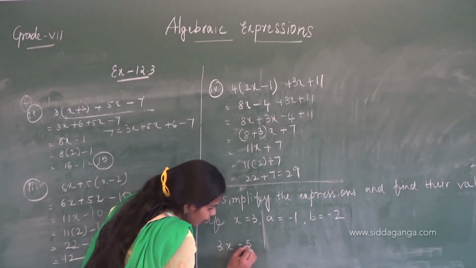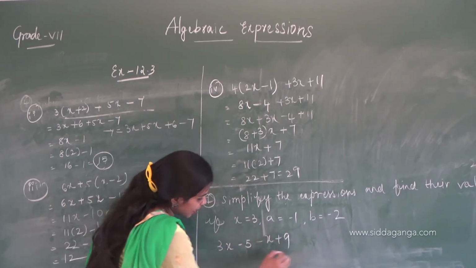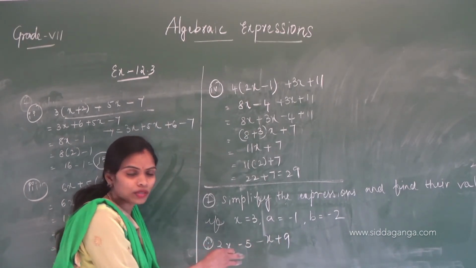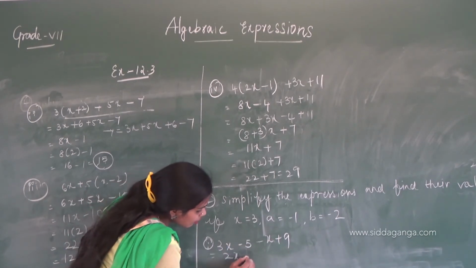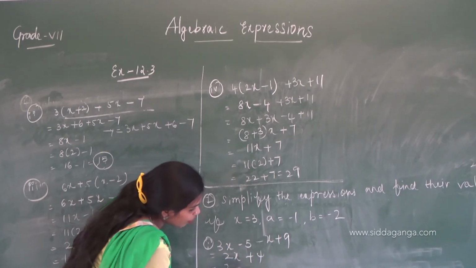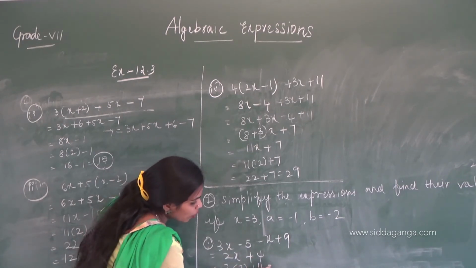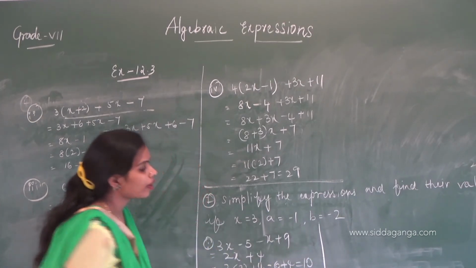3x minus 5 minus x plus 9. We have to just reduce, simplify. 3x minus x, 2x plus 4. What is the value of x here? 3. 2 into 3 plus 4. 6 plus 4 equals 10. What is 6 plus 4? 10.